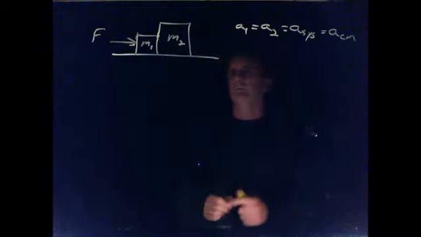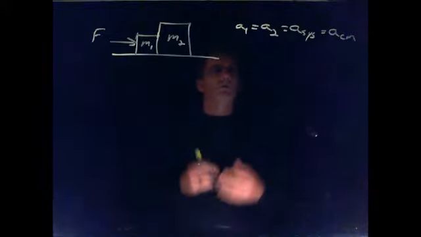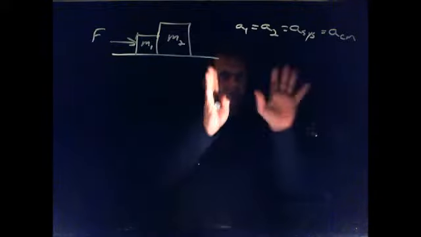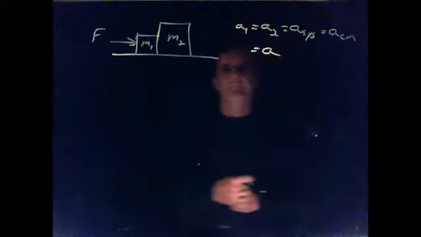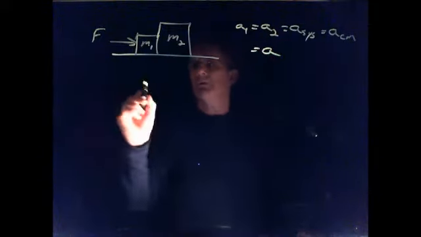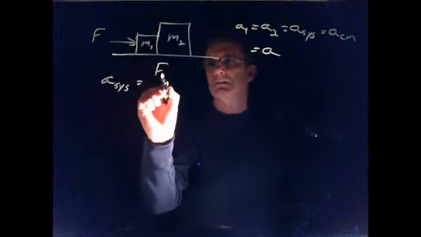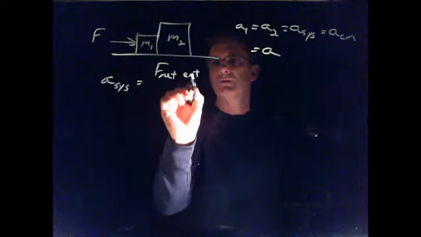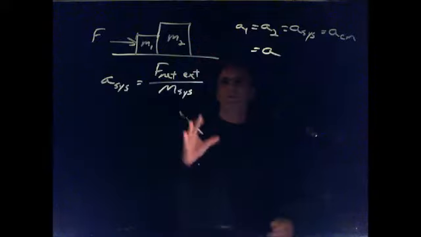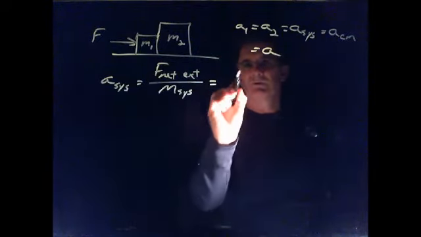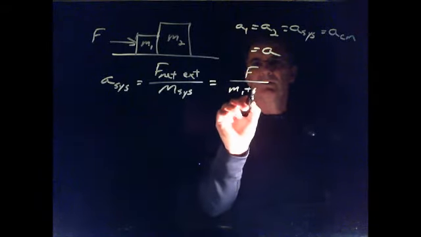And this is what you have to be able to recognize, because you might be asked for the acceleration for the center of mass, or block 1, or block 2, and you have to recognize that they're all the same. And so I just simply call this A. We know the acceleration of the system is the net external force divided by the mass of the system. With that, my net external force, since there is no friction, is just F. The mass of the system is M1 plus M2.